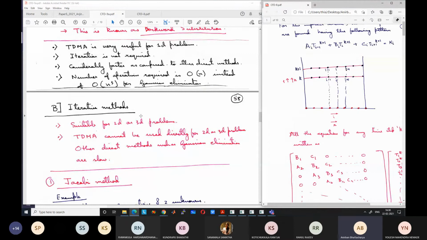So iterative methods are very suitable for 2D and 3D problems because in 2D and 3D, direct solution is very difficult. Why is it difficult? One is that you cannot use TDMA. So if you want to use direct matrix inversion like Gaussian elimination for 2D or 3D problems, what will be the difficulty with that? Why are direct methods very difficult for 2D or 3D problems? Can anyone say based on our discussion today?